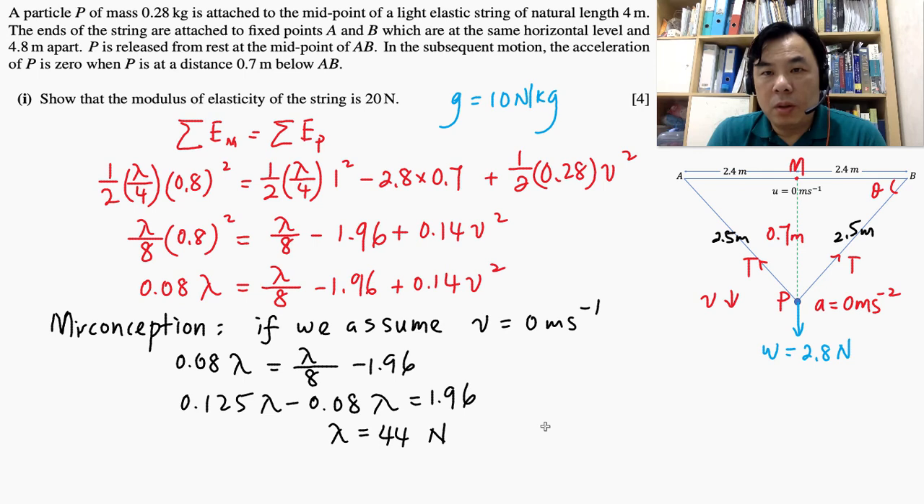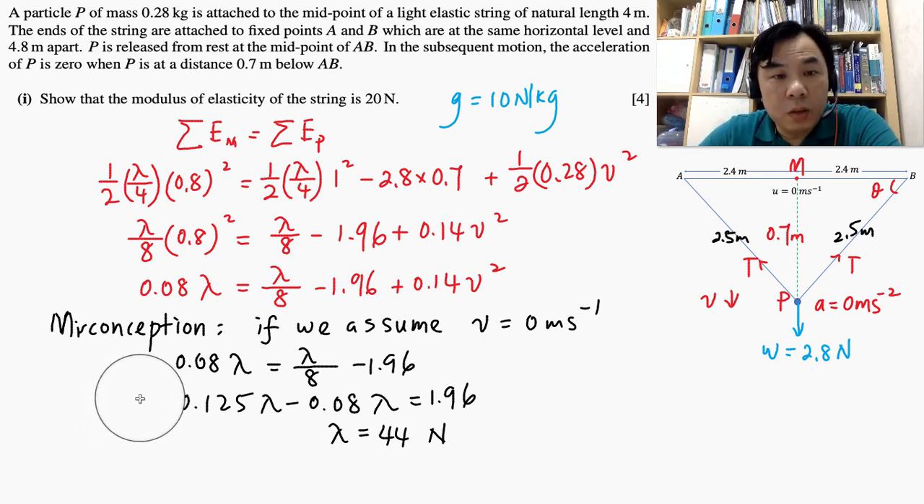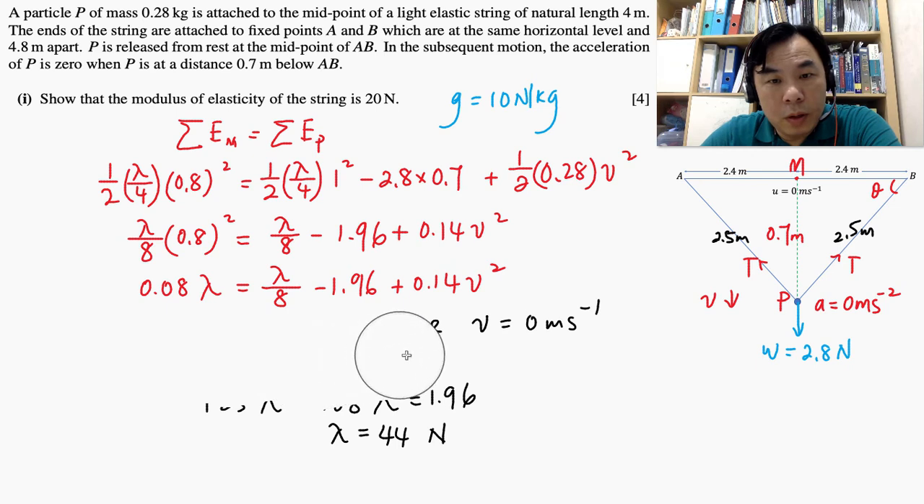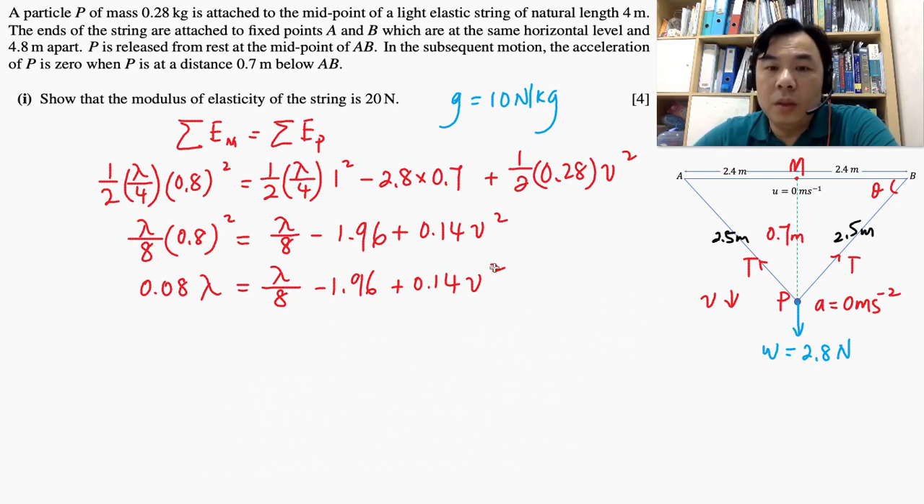So the first thing is the concept itself. Acceleration equals zero does not mean velocity equals zero unless it is stated that it is stationary. That is the reason why we should not assume that it is instantaneously at rest. Therefore, if we are not given any extra information regarding the velocity, there is no way we can figure out the modulus of elasticity here. It's quite impossible.